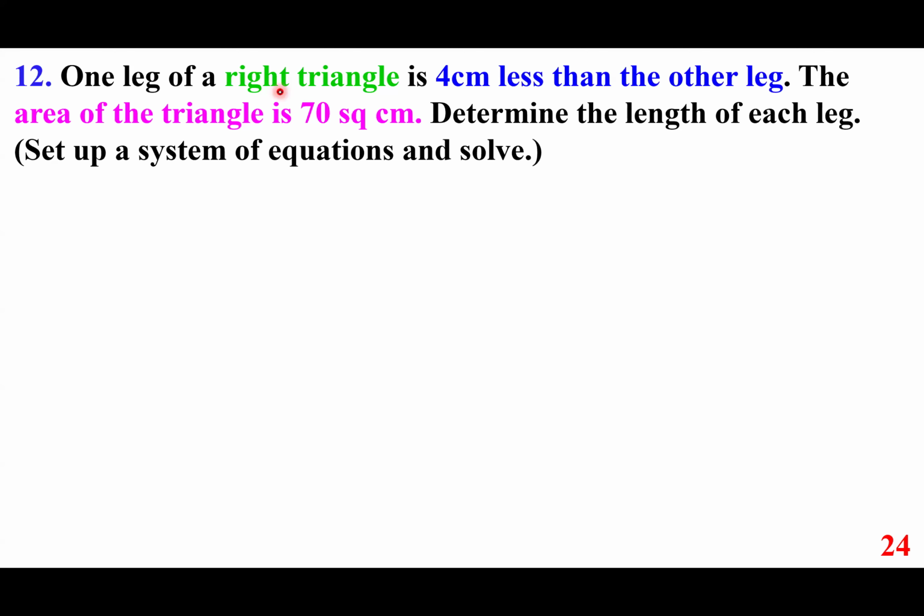One leg of a right triangle is 4 centimeters less than the other leg. The area of the triangle is 70 square centimeters. Determine the length of each leg, set up a system of equations, and solve.